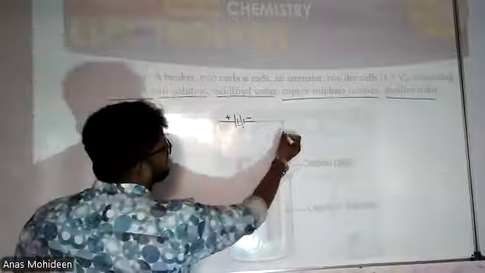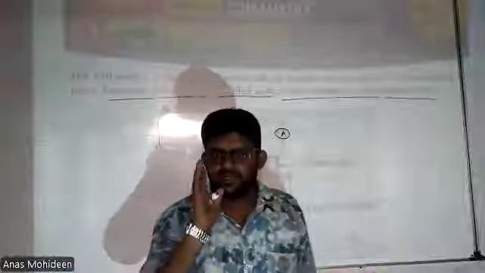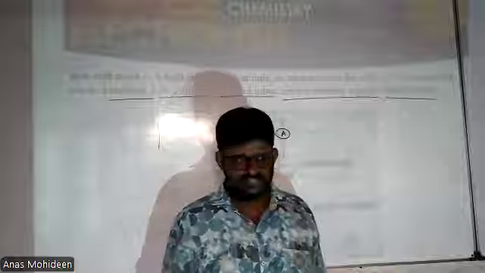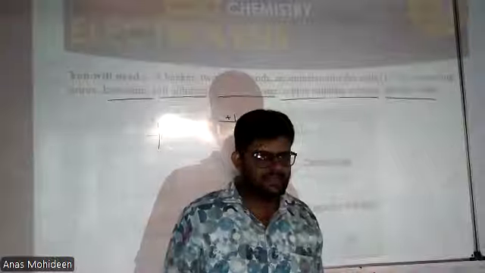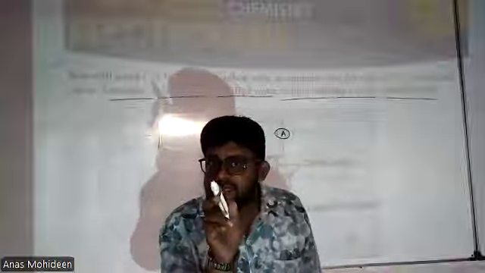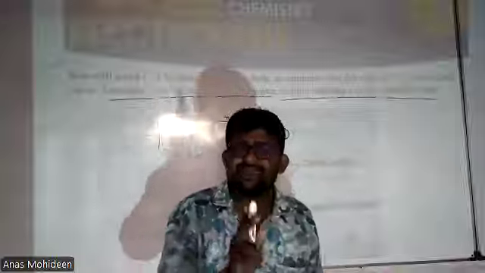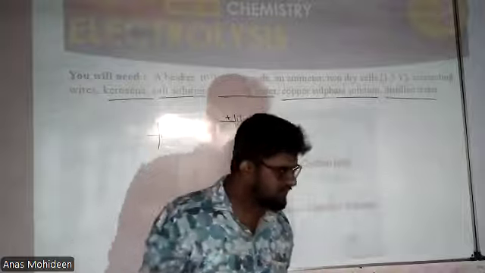Now, here you have an ammeter. What does ammeter do? It measures the current and it shows the direction of the current. Ammeter, there is a small needle. This needle measures how much current is passing and it deflects to the direction of the current flowing.